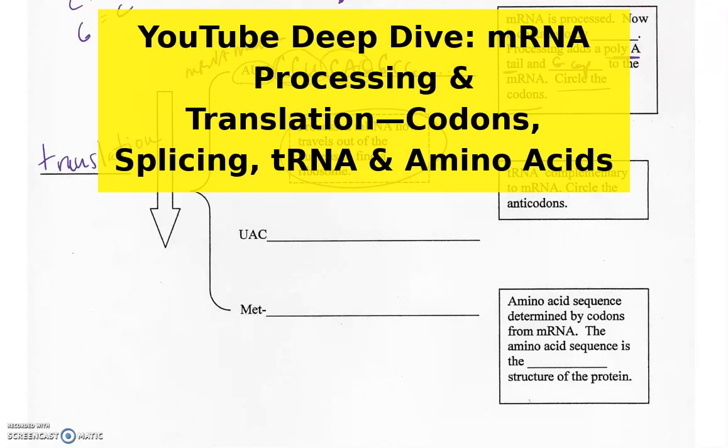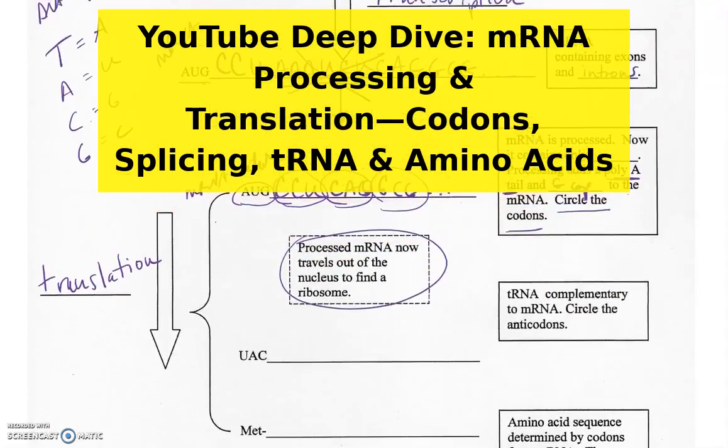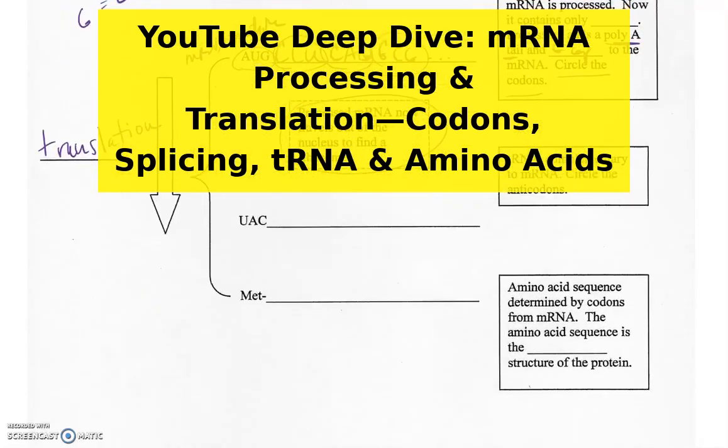That's a G there. Doesn't look very clear. I believe that's a G. I'm going to go back and check. Yes. I need to have better writing. Okay, so there's my first 1, 2, 3, 4 codons.